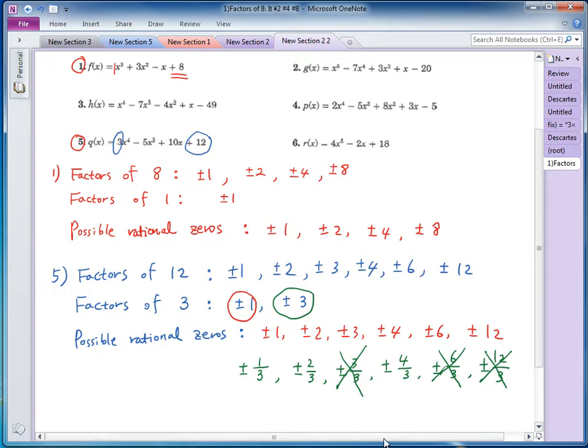Does it make sense? So that was the idea. I need to come up with some possible solutions. These are the possible solutions. So picking a number from here, I may see remainder 0. And by using the factor theorem, you can find the solutions.